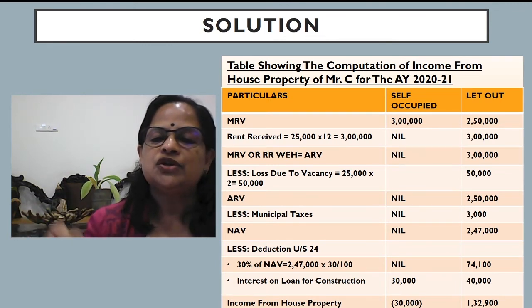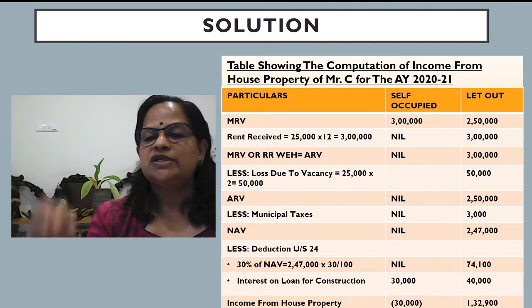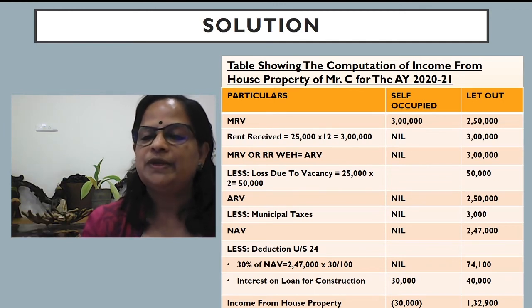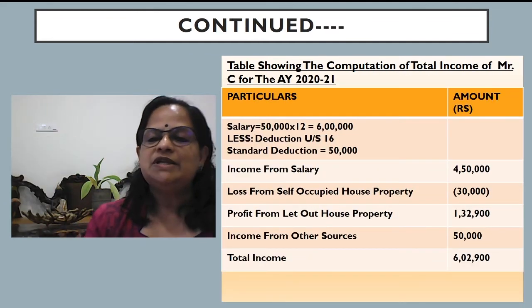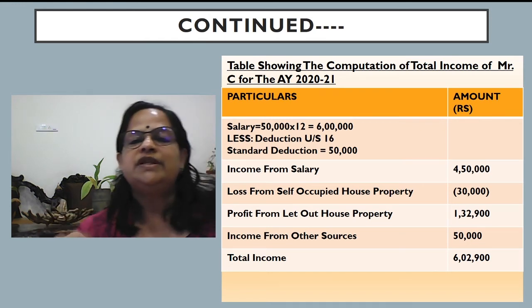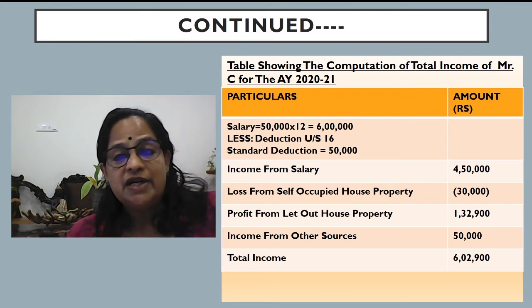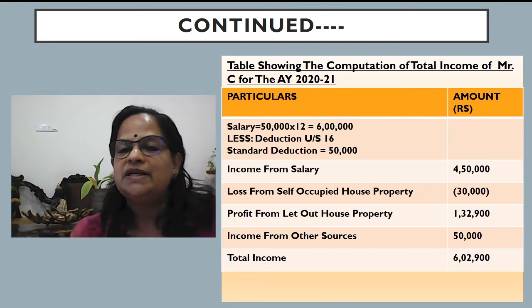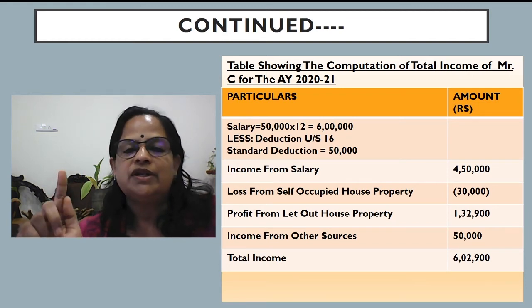Now less interest on loan taken for construction of house property, both the houses is there. So first house it will be loss 30,000, second house it will be let out house property, it will be profit 1,32,900. Now full tax liability we can calculate because salary income is there. So this 50,000 is the monthly salary, 6 lakh is his annual salary. Less deduction under section 16. You have to remember standard deduction he will get 50,000. So income from salary 4,50,000.